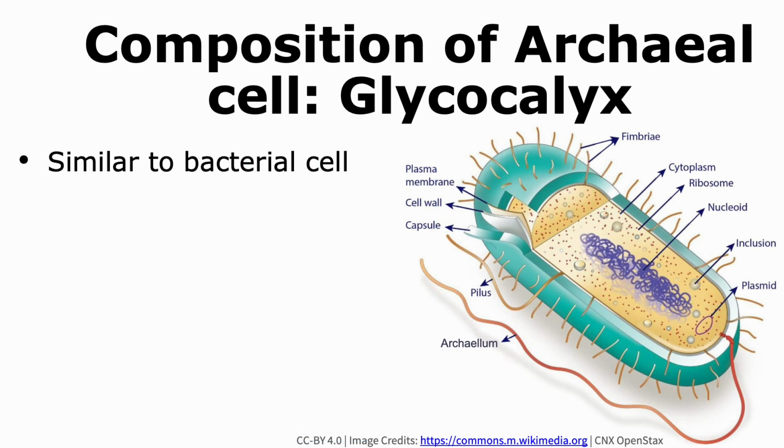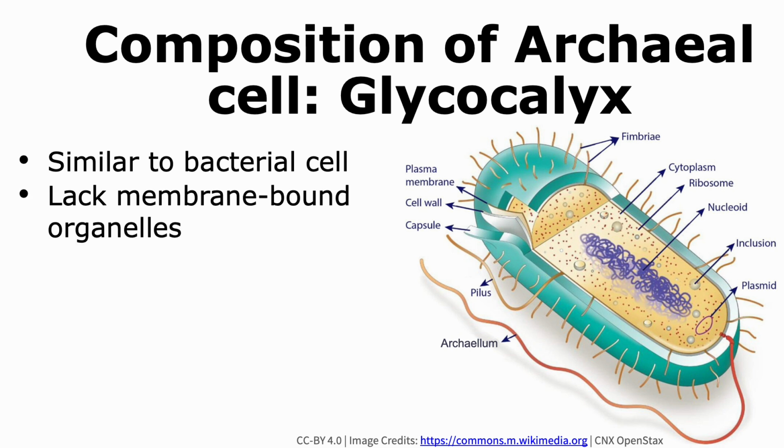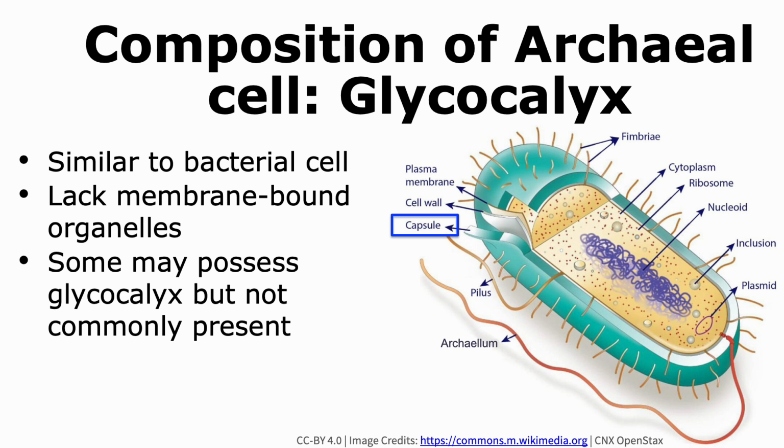The archaeal cell is quite similar to bacterial cells, and hence, for a while, archaea were considered to be different types of bacteria. But we now know that they are quite different from bacteria as well. Some similarities with the bacterial cell include that they lack membrane-bound organelles because they are prokaryotes. Some of them may possess a glycocalyx, which is usually more abundantly found in bacteria, but in the case of the archaeal cell, it is not commonly present.